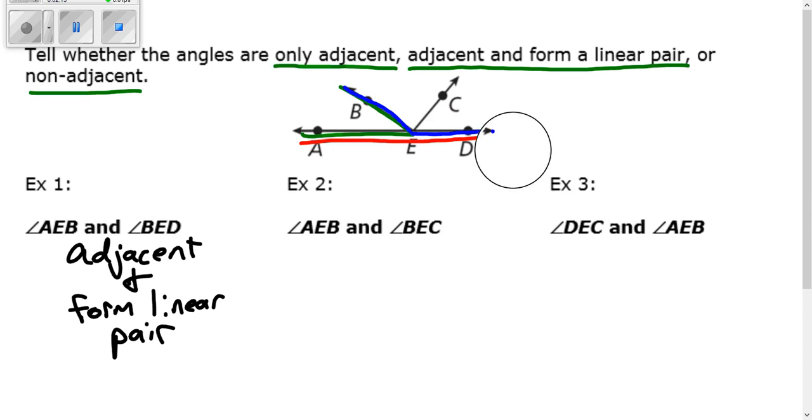Okay, let's erase this and do the next one. Angle AEB again. And BEC. Okay, they share ray EB again. So they are adjacent, but they do not form a linear pair. So they are only adjacent. They are side by side, touching one another, only adjacent.